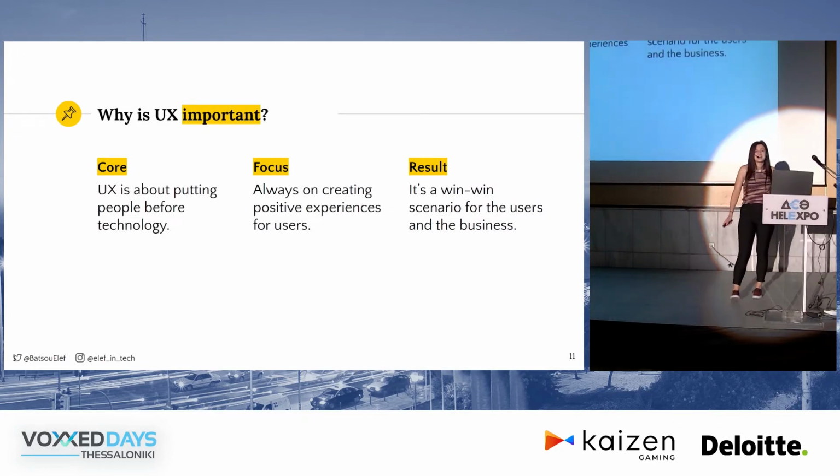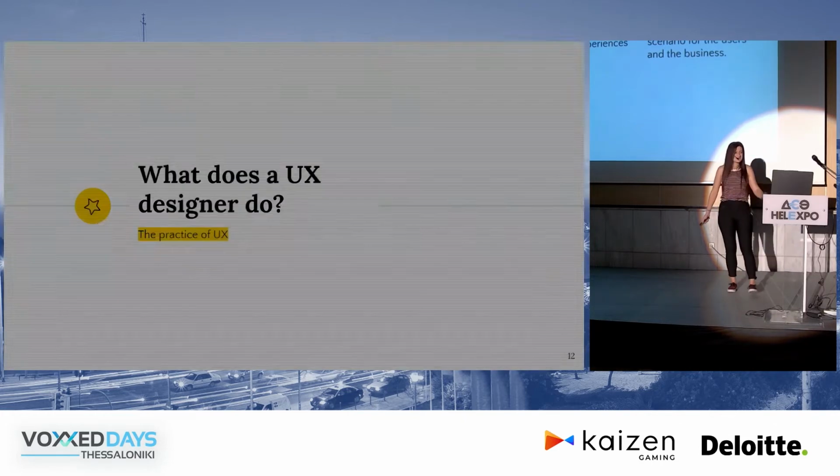Okay, so what is UX and why is it so important? I hope that by now you got the feeling why it's important, but it's because its core is about putting people before technology. It's about a focus, and always the focus should be on people and on creating positive experience. And if we have those two things, then the result will come. And it will be a win-win situation, both for our users and for our company. And that's how we make profit.